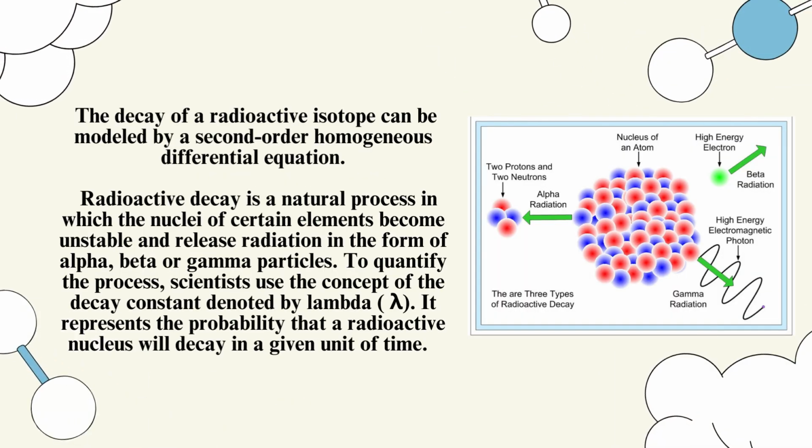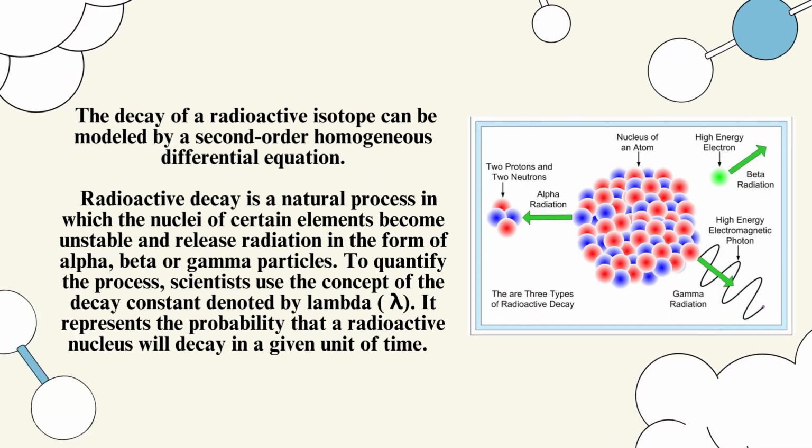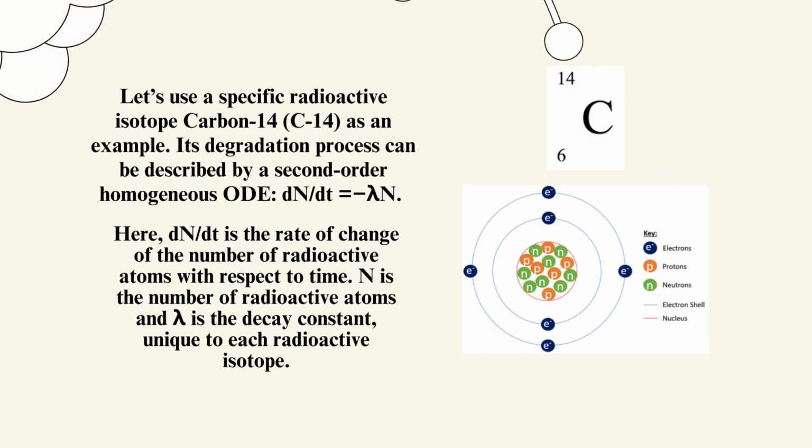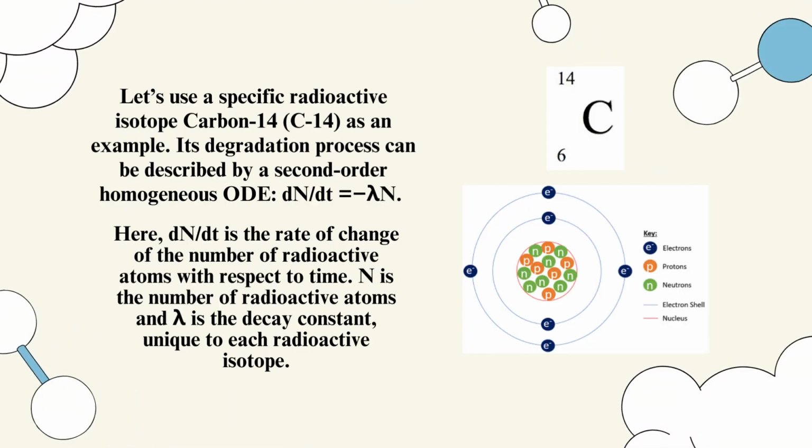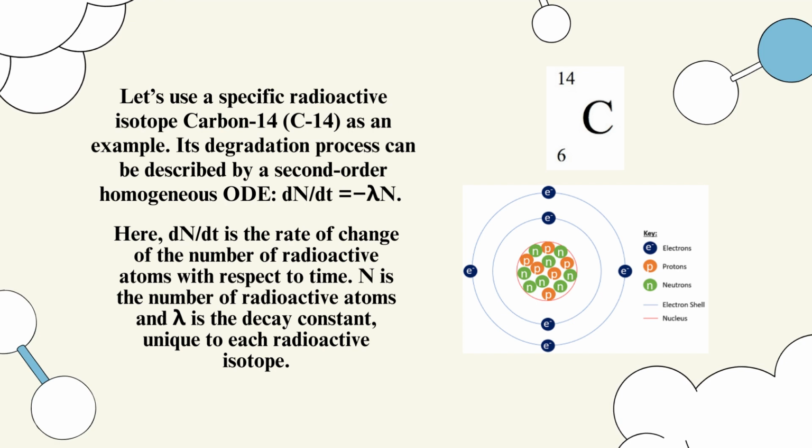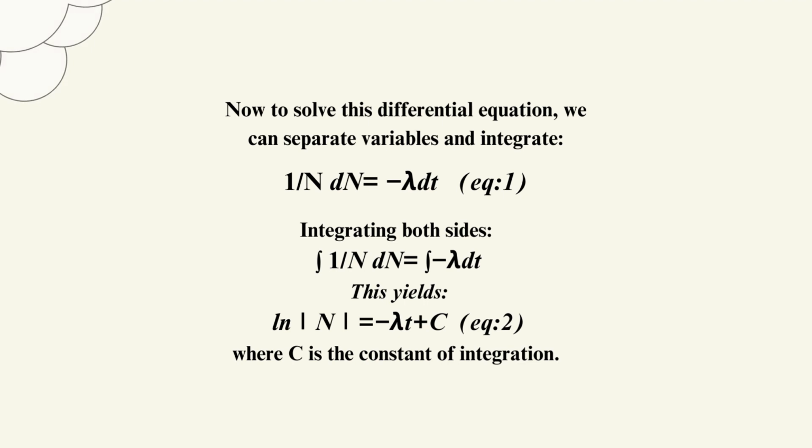Now let's jump into the real-world example. The decay of a radioactive isotope can be modeled by a second-order homogeneous differential equation. To quantify the process, scientists use the concept of the decay constant denoted by lambda. Let's use a specific radioactive isotope, carbon-14, as an example. Its degradation process can be described by a second-order homogeneous ODE: dN/dt = -λN.